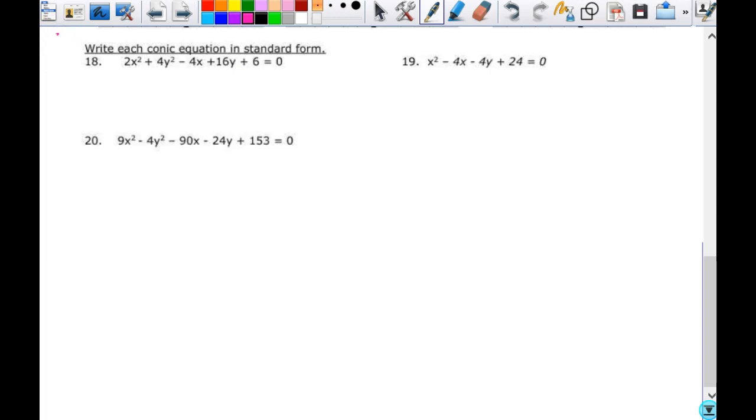So we're going to write each conic in standard form. All right, so I have x squared and a y squared, and there's addition, different coefficients. This is going to be an ellipse. You can kind of figure that out along the way, too. So I'm going to reorganize things: 2x squared minus 4x plus 4y squared plus 16y equals negative 6. Okay, move that 6 over.